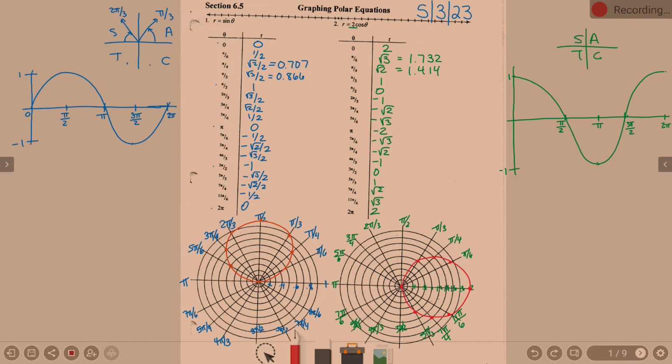This one looks really bad. Mine's crooked.